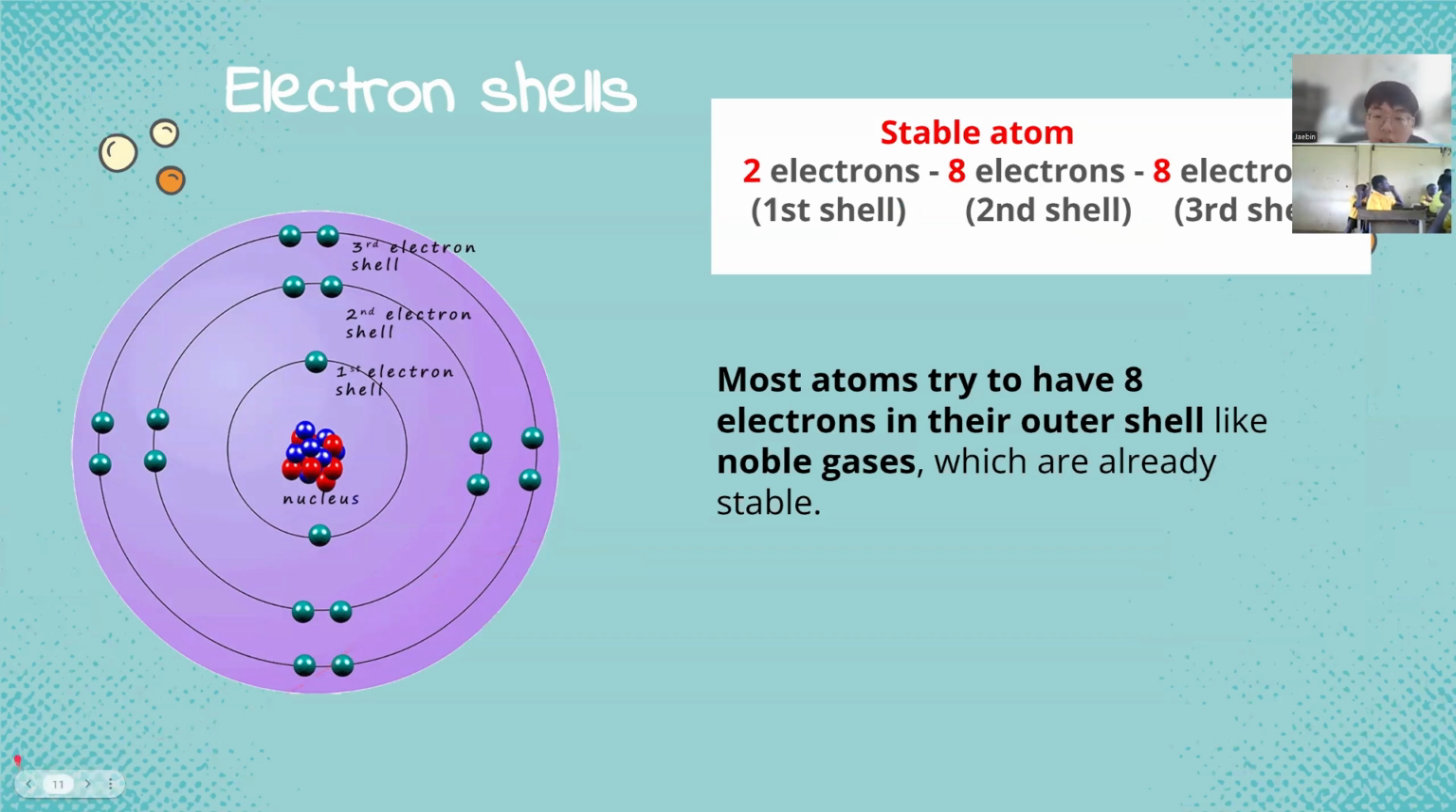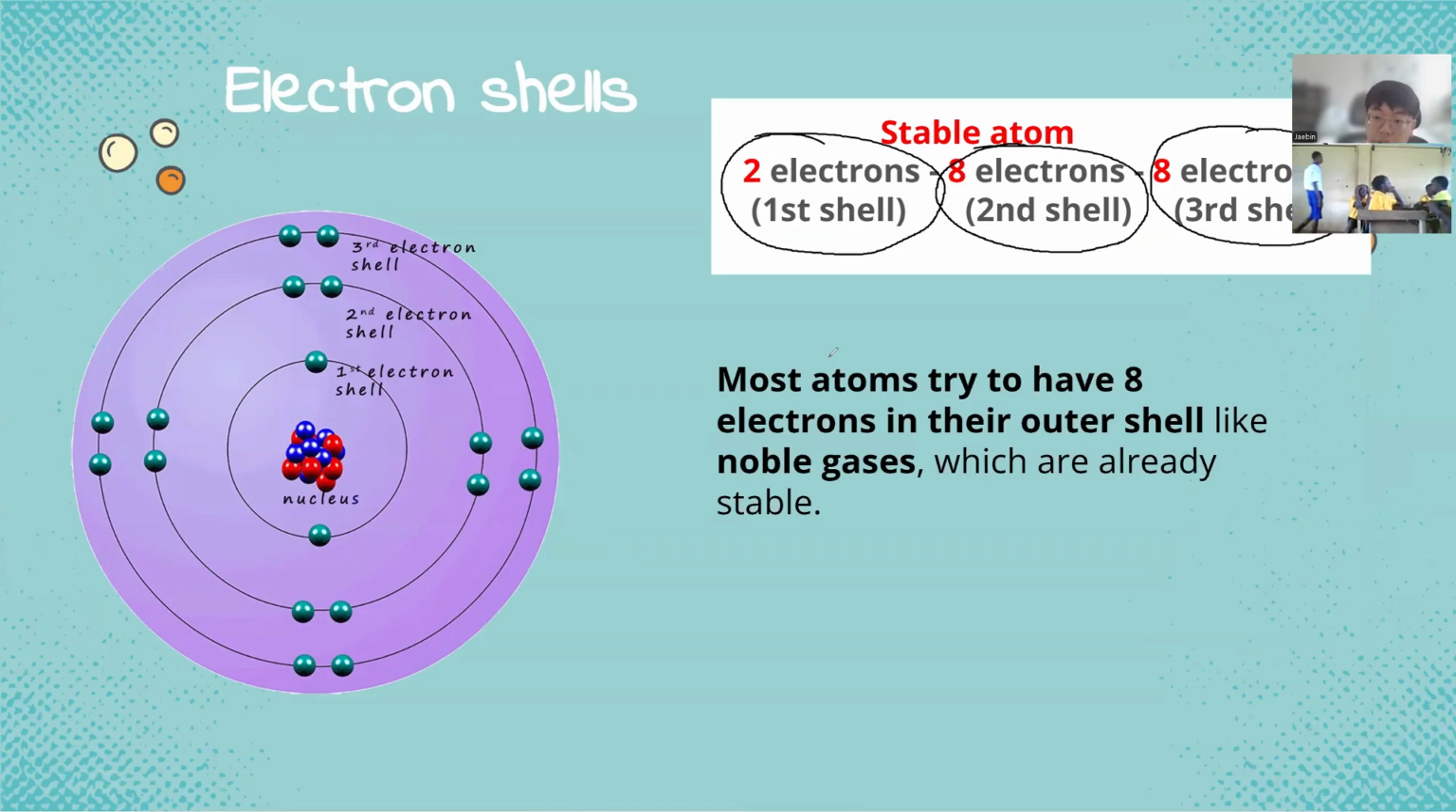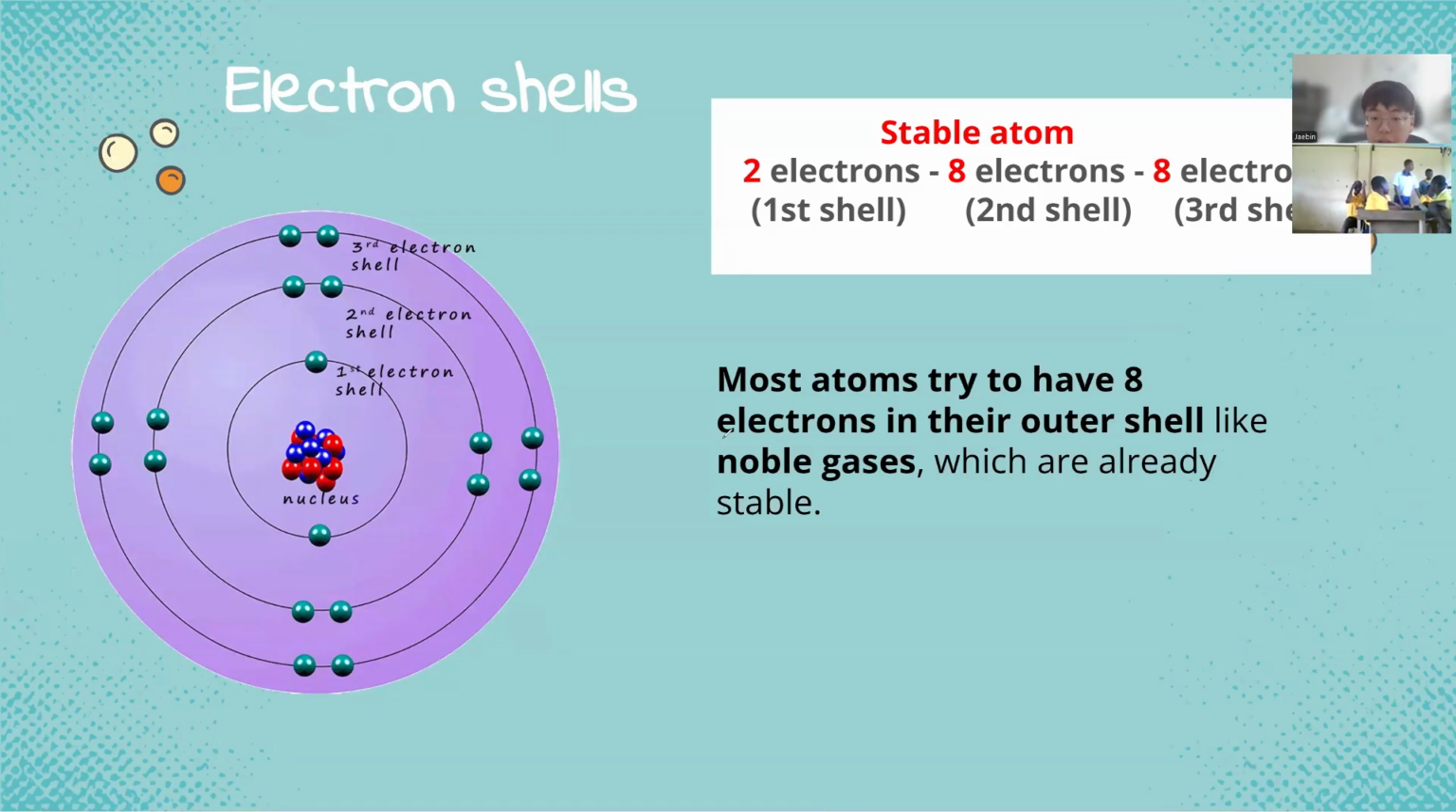So again, this is an electron shell concept. The first shell has 2, the second shell has 8, and the third shell can hold up to 8 electrons and more. Atoms try to have the electrons on their outer shell like noble gases. Noble gases are stable atoms.